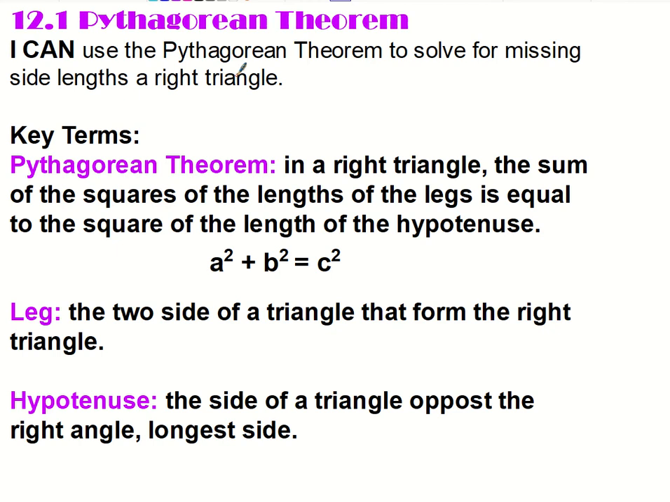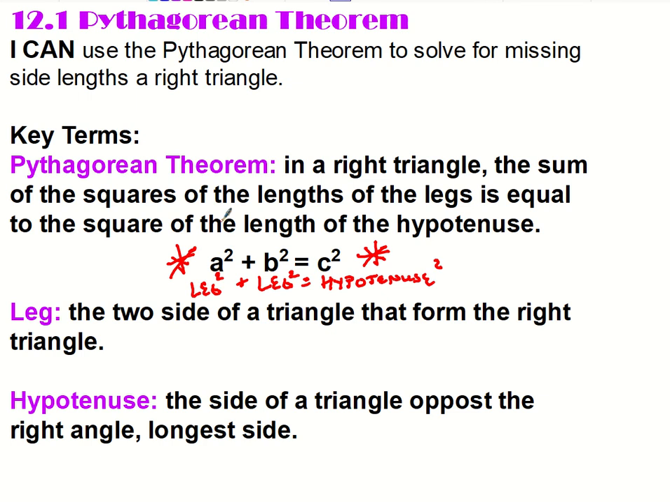Okay, guys, Pythagorean theorem. So we are going to use the Pythagorean theorem to solve for missing side lengths of a right triangle. Now, here is the Pythagorean theorem. It is a squared plus b squared equals c squared. What I also would like for you to write down is that is the same thing as leg squared plus leg squared equals hypotenuse squared. So the C represents the hypotenuse, the A and the B both represent legs.